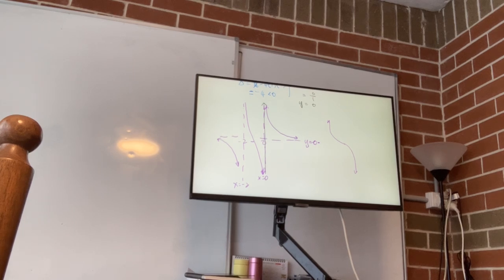Positive, 0, negative. So what type of turning point is this? You should know. What's the shape of the curve when you have it like that? What type of turning point is this one from before? If you have a curve going this way, negative.